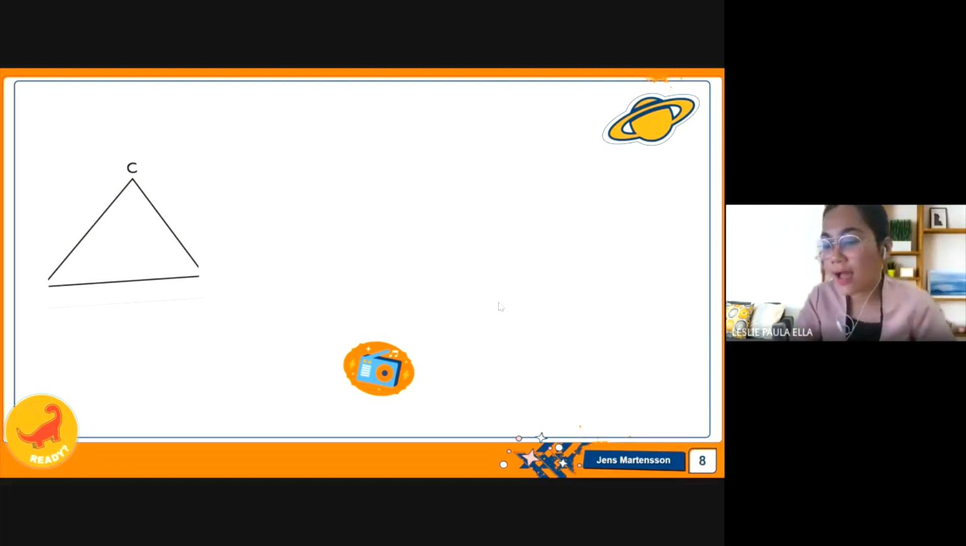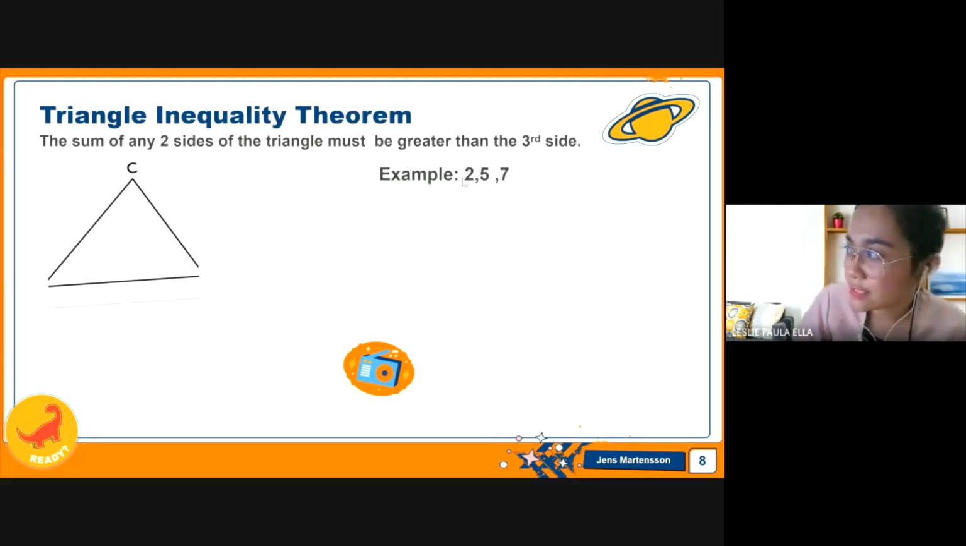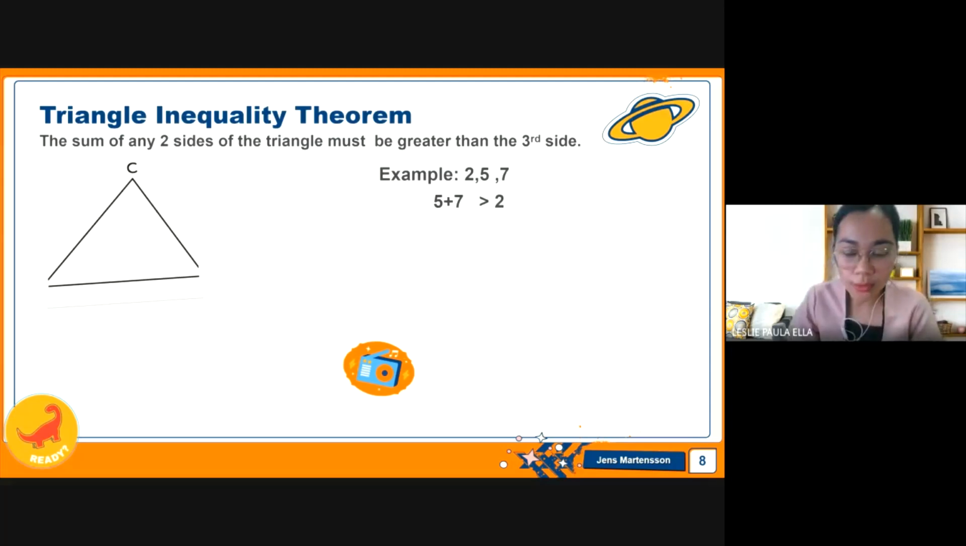Let us have another example. What if the sides of the triangle are 2, 5, and 7? Okay, so let's find out. If we add 5 plus 7, what is the answer? Type in the chat box. 5 plus 7 is equal to, okay, let's see if you're still there and you're still listening. What is the answer for 5 plus 7? Yes, 5 plus 7 makes 12.